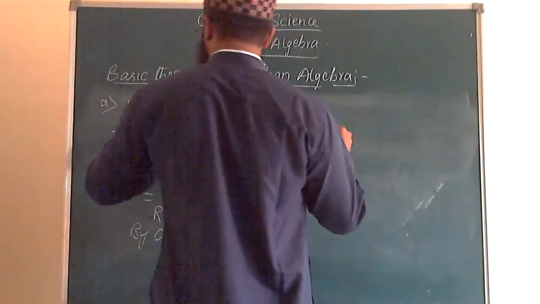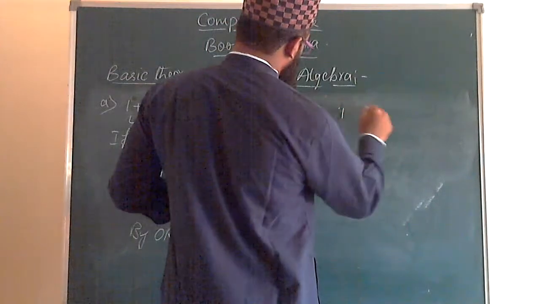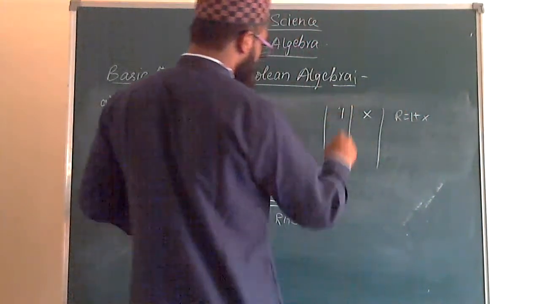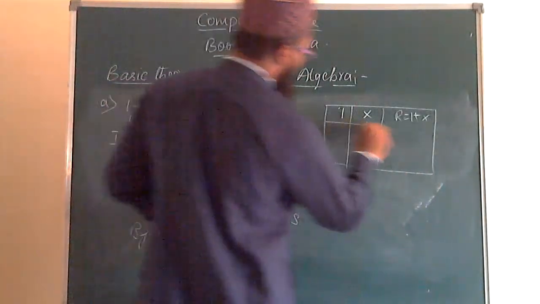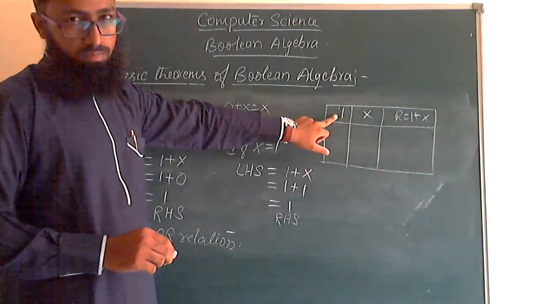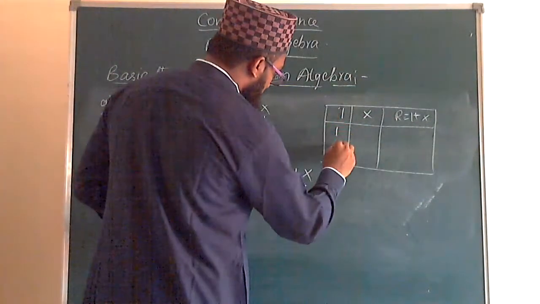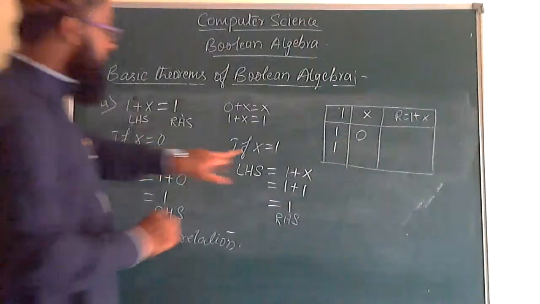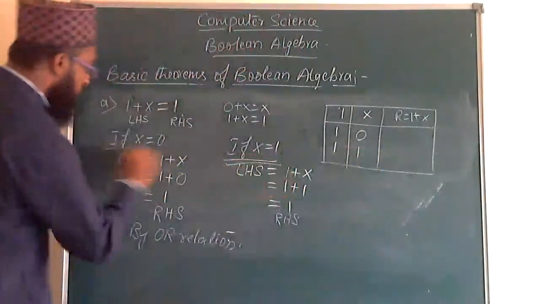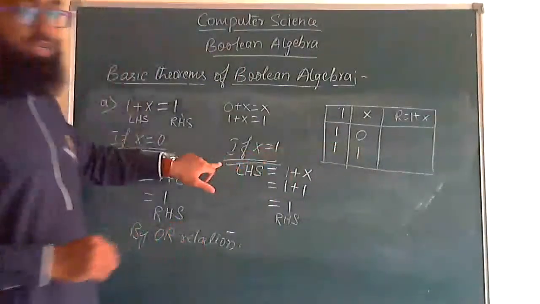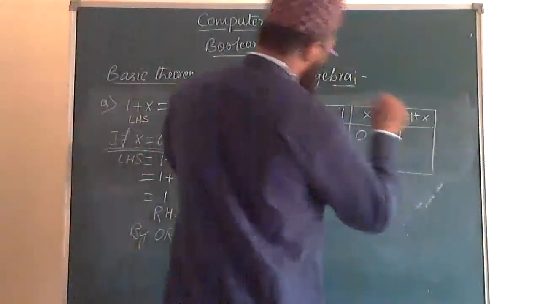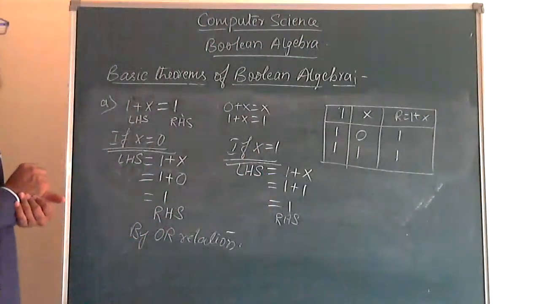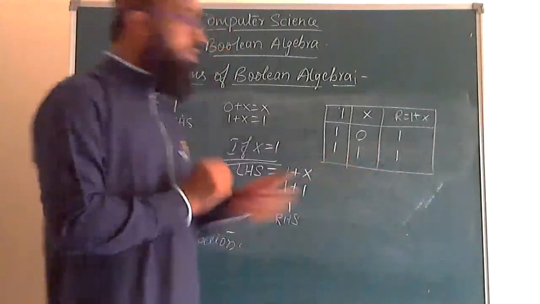Now we are going to write a truth table for this. 1 here, then x, then the result 1 plus x. For the first column, the variable is 1, so we will take both values as 1. Then for x, the first one is 0, the next one is 1. Remember these two: x is 0, x is 1. We have to OR: 1 plus 0 is equal to 1, then 1 plus 1 is also equal to 1.